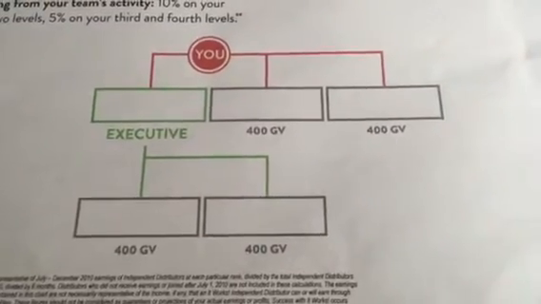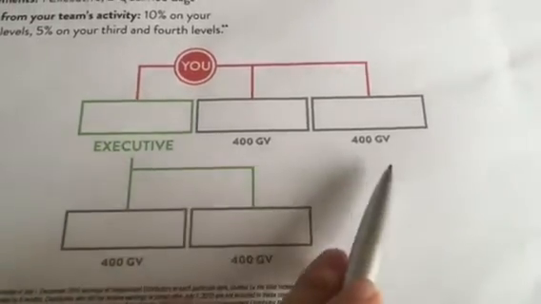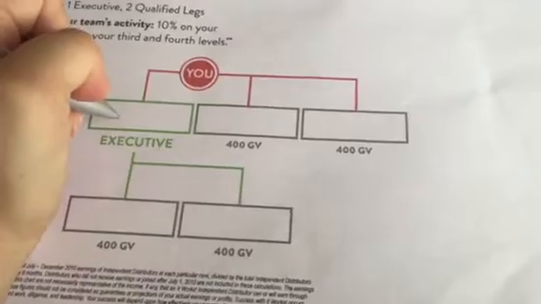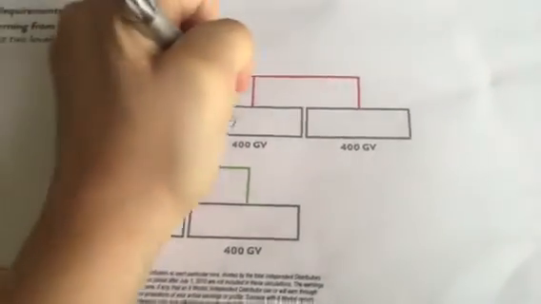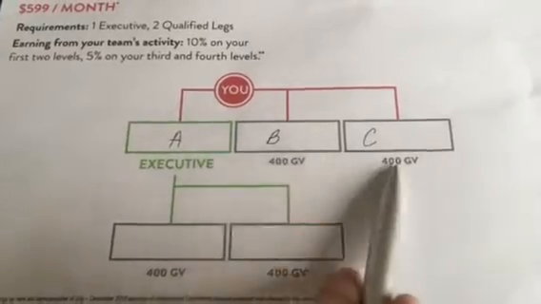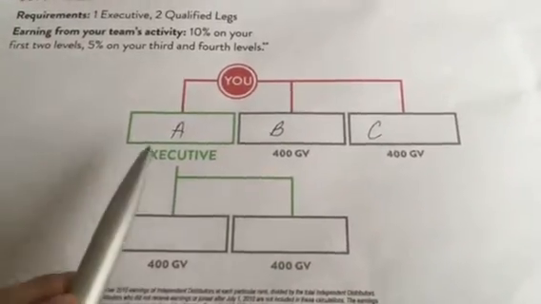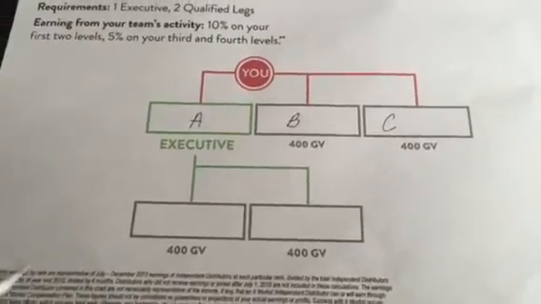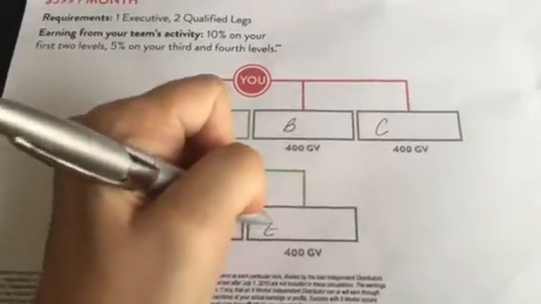Next, we're gonna switch to distributors. These boxes are distributors. So for this we're just going to call them A, B, and C. You personally enroll A, B, and C, okay? Now, A, they could sign these 2 people themselves. So we're gonna say D and E.